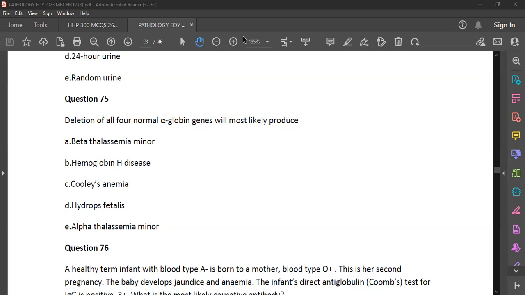Remember, we said that thalassemias present in two ways, depending on the severity. Either it presents as one of the causes of microcytic hypochromic anemia, together with iron deficiency and sideroblastic anemia. So this is the less severe one. But if it's a more severe one, you place it under hemolytic anemia.